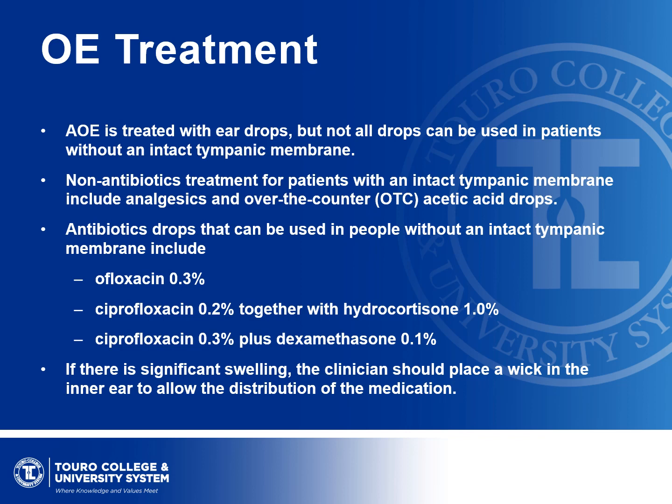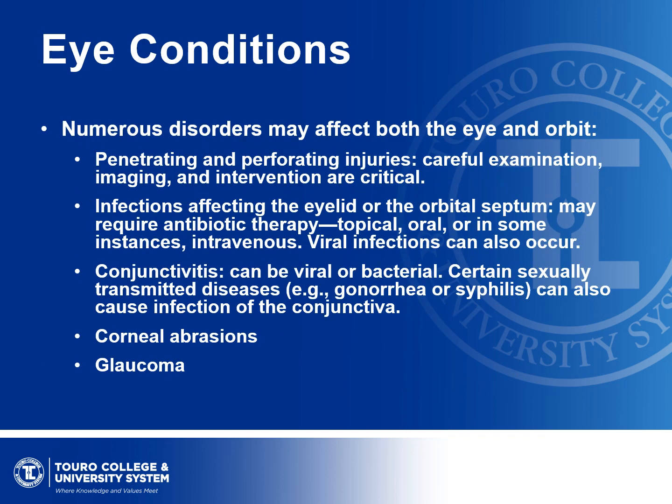So let's move on. Eye conditions. A lot of disorders affect the eye. We're only going to discuss a few. We're not going to talk about penetrating injuries. We're going to talk about conjunctivitis and infections in the eyelid. We are not going to talk about corneal abrasions or glaucoma, because you'll learn about those treatments when you move on into your adult health. So right now we're going to focus on conditions of the eyelid and conjunctivitis.